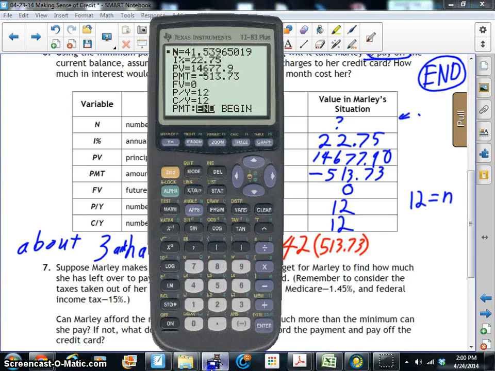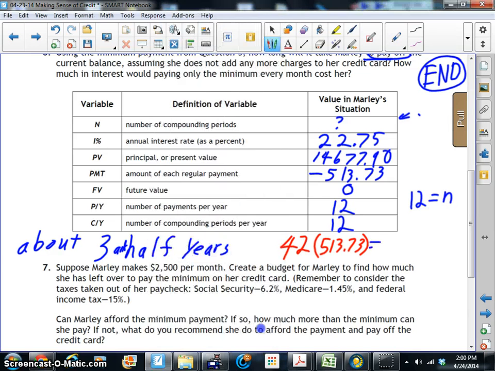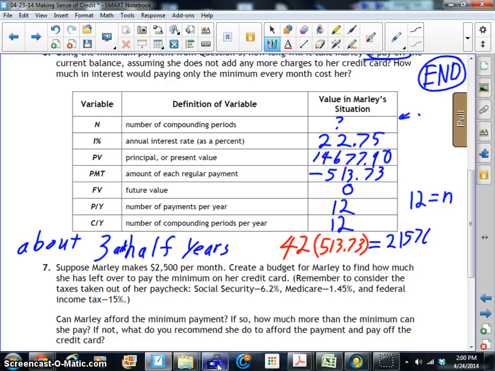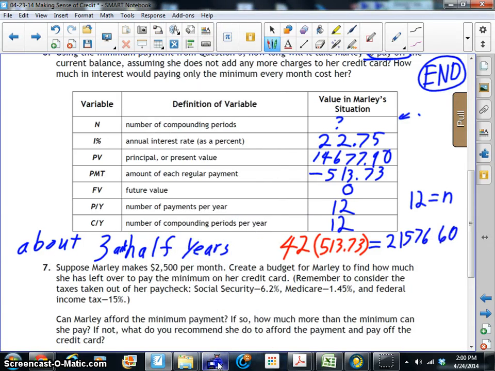So let me see, that's going to come out to 42 times 513.73. That comes out to $21,576.66. Now that's how much she paid in total, and then we also paid off this debt.